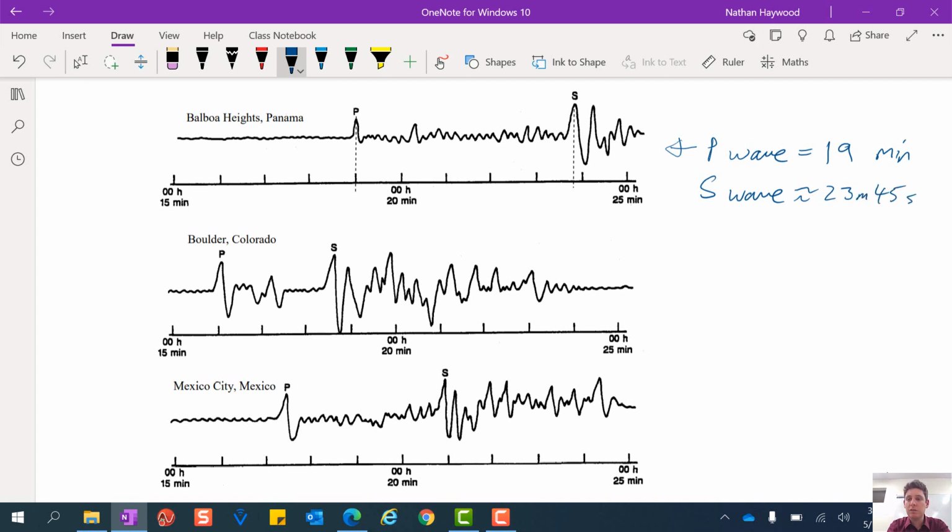23 minutes, 45 seconds. So the difference between those two is 4 minutes and 45 seconds. So that's the first step, finding the P wave and S wave difference in time. Let's try it for Colorado, or you can try it yourself at home.